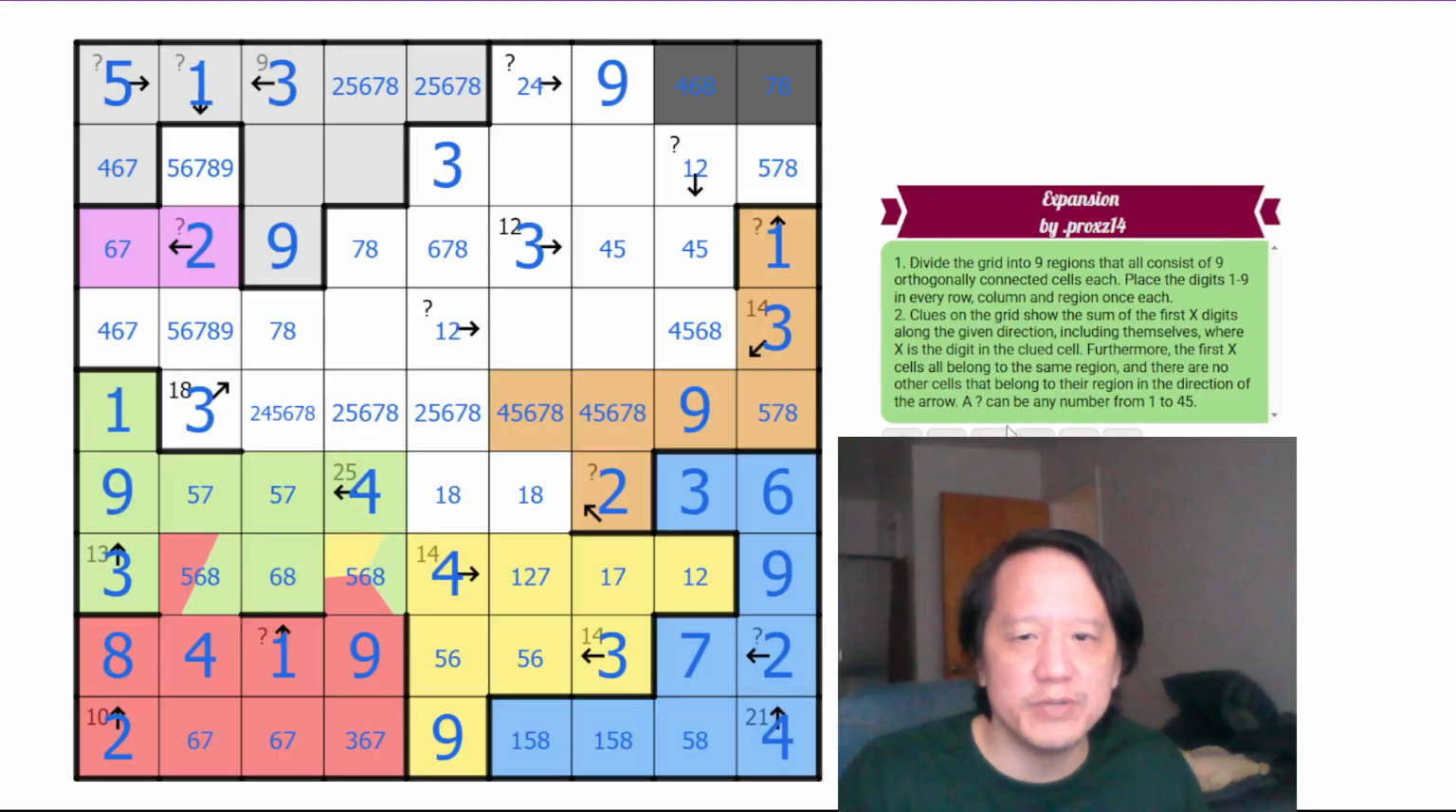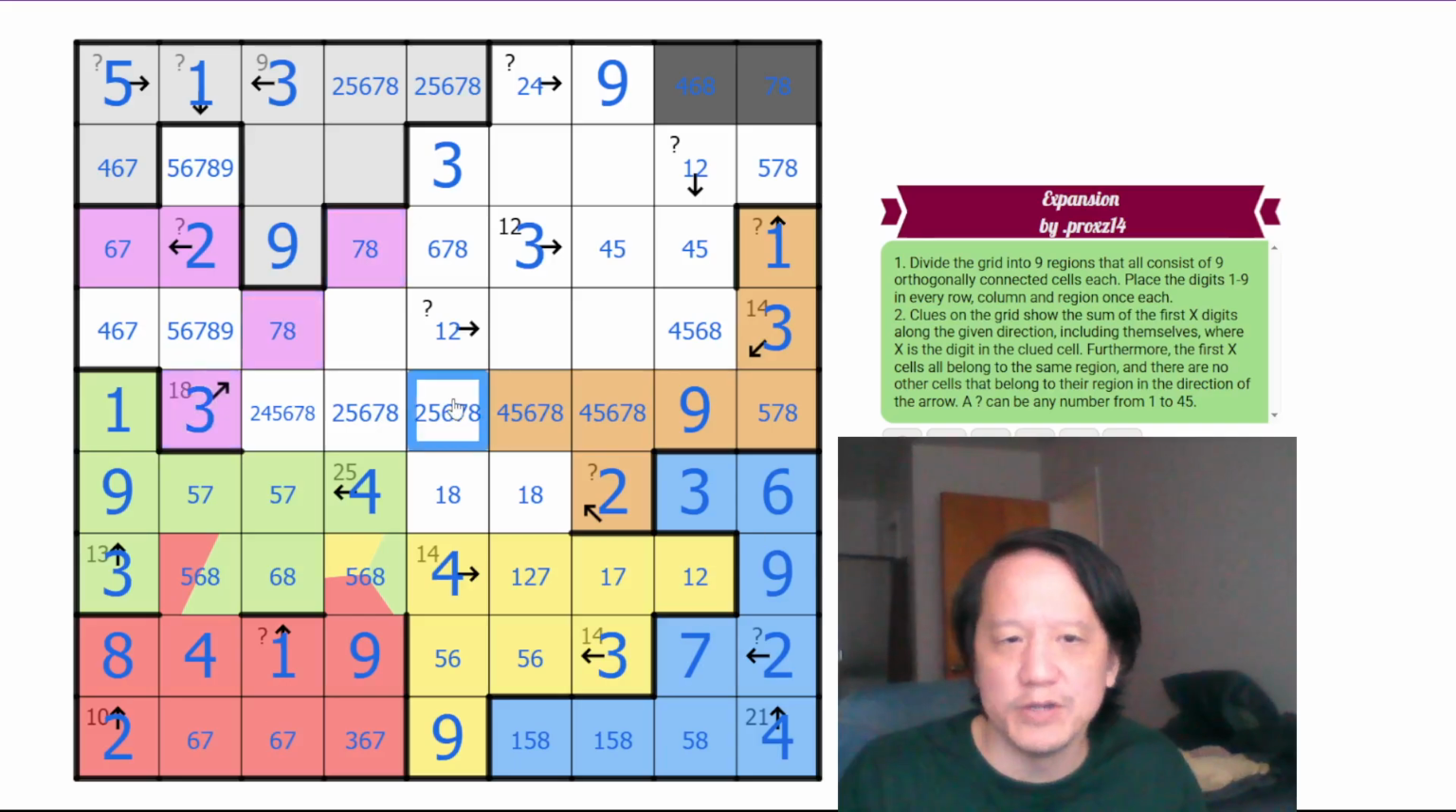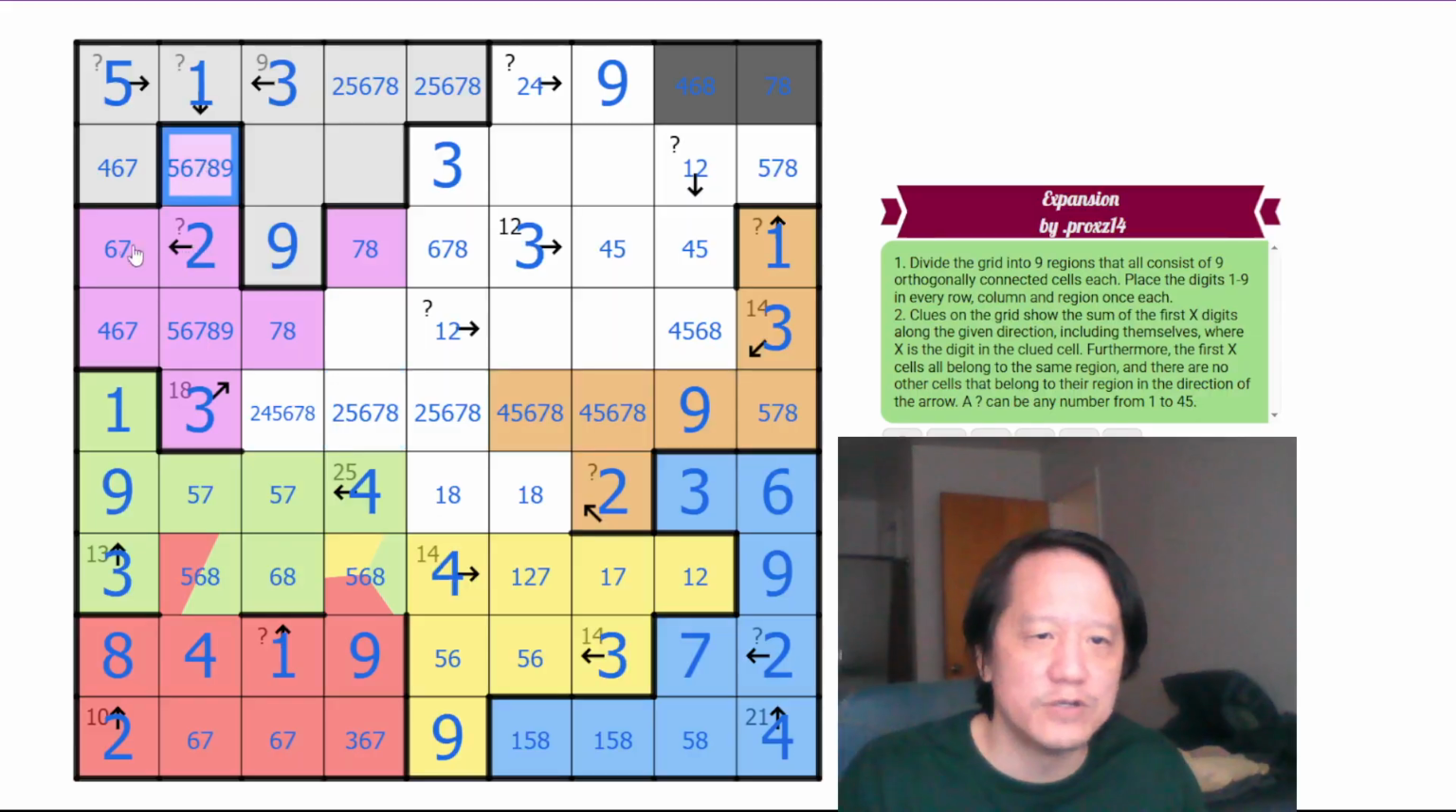Which means pink is going to have to be the same as this region. So this is pink because there's no other place for it. Pink has to go there. That's 1, 2, 3, 4, 5, 6, 7, 8. That means it must connect orthogonally there. 9. 1, 2, 3, 4, 5, 6, 7, 8, 9. And that's done as a region.